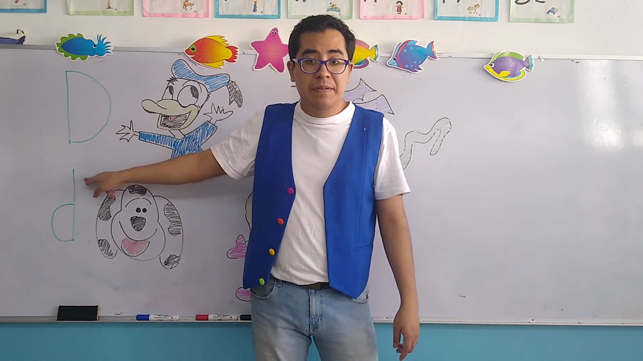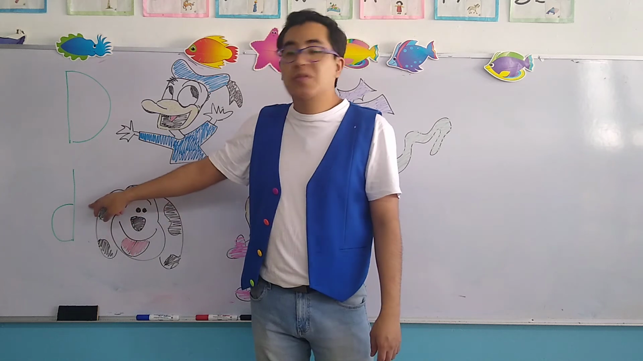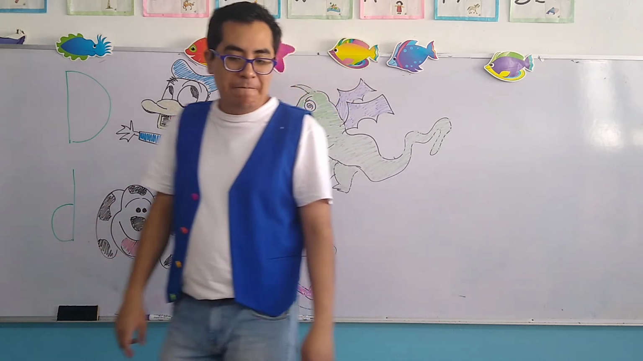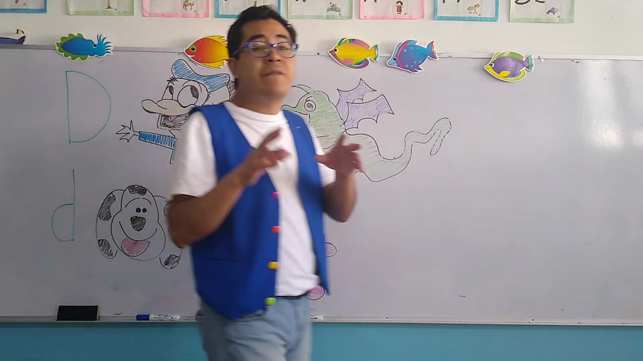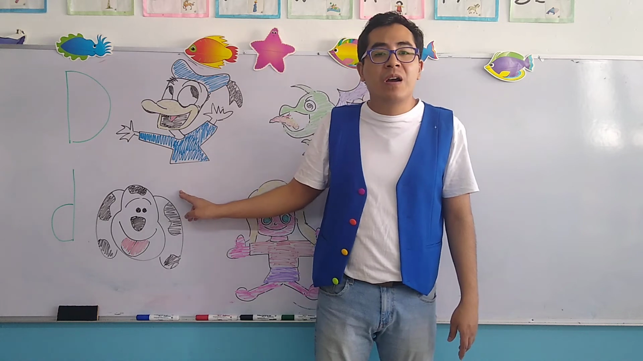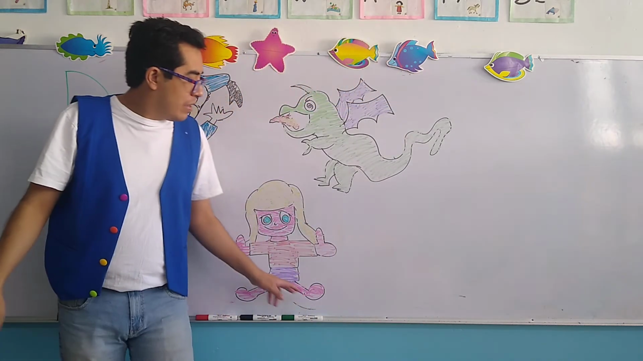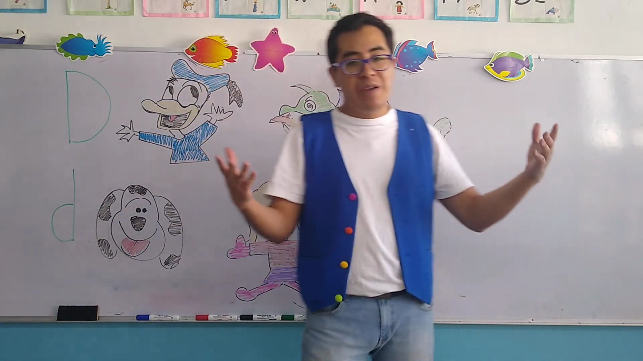Small d. Dog. Small d. Doll. Okay? Remember the difference? Duck. Dog. Doll. Very good. So that's it for today, my children.